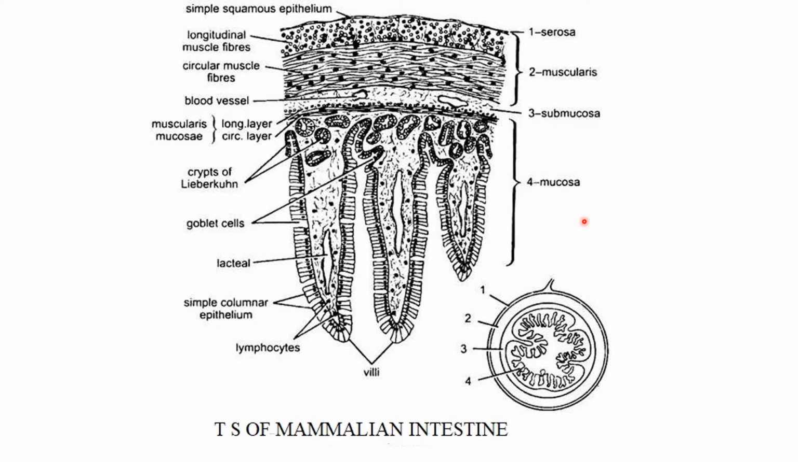The only difference is that there will be different kinds of adaptations of these four structures based on the function of that particular organ. In the stomach, the mucosa mainly has a secretory function, but in the intestine it has both secretory as well as absorptive function.